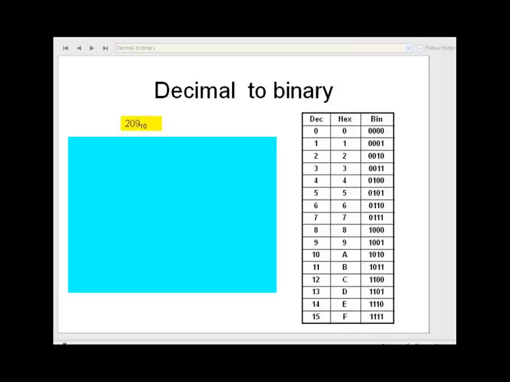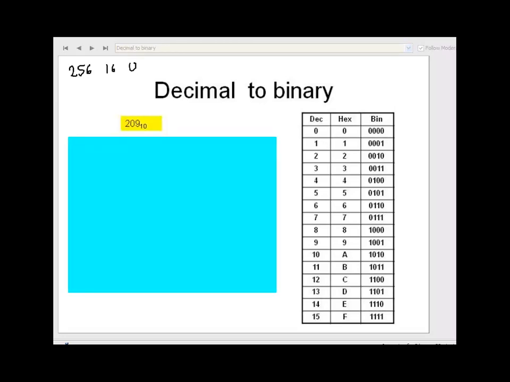Okay, let's do some examples. I'm going to go from decimal to binary. I'm going to take the number 209. It's a decimal number, and I'm going to convert that number into binary. Now in hexadecimal, the columns didn't go up hundreds, tens and units, they went up 256s, 16s, and units. Because it's base 16, so each column is 16 times the size of the previous one.